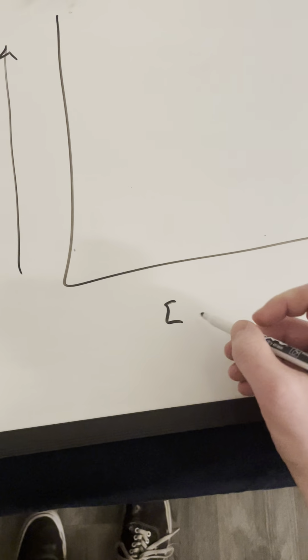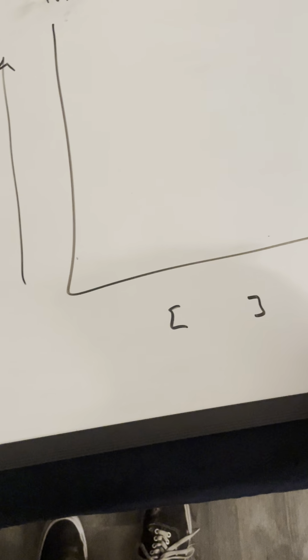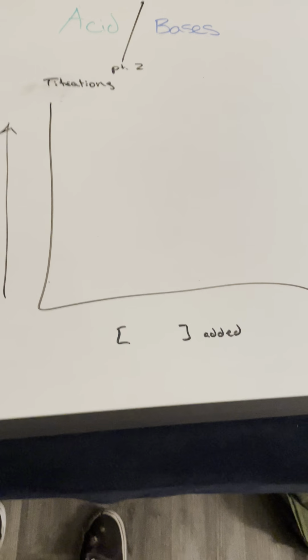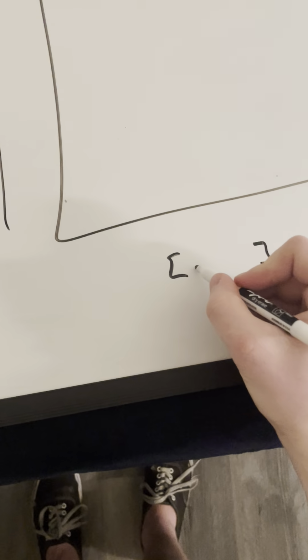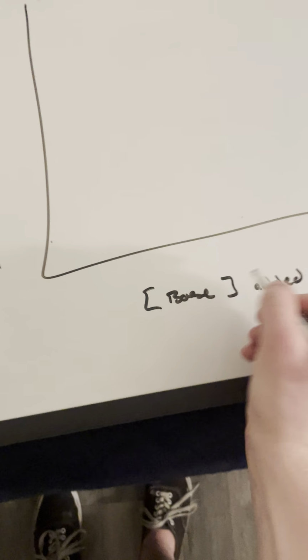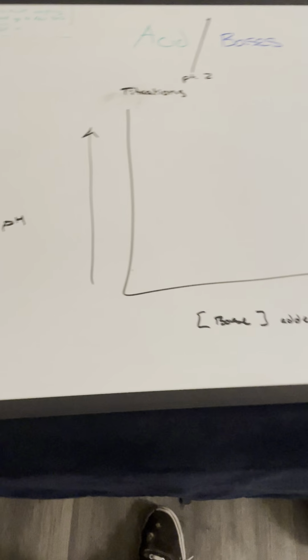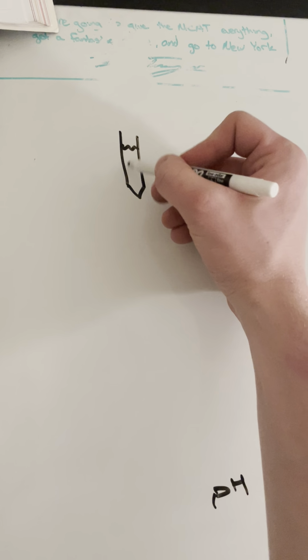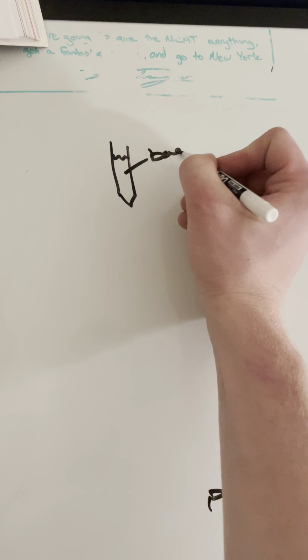But pH is always going to be on the Y, and is going to be 0 and up. And this is going to be the concentration of whatever is added, right? So the most standard one that we see is going to be the concentration of the base added, meaning that in our little beaker, right, in our little setup, we're going to have this guy. This is going to be base, right?